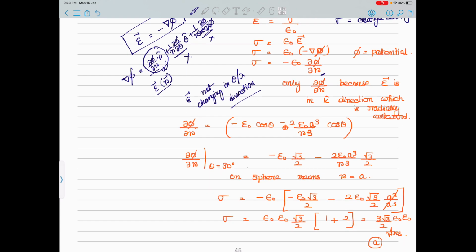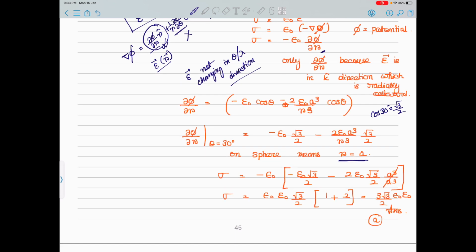Now at theta equal to 30 degrees, cos 30 is root 3 by 2. That is what I have written here, because at a fixed 30 degrees we have to find the electric field. And on the sphere means R is equal to A, just put it down and A cube cancels out, and there is a minus sign already outside. We multiply it, and it comes out to be epsilon naught E naught root 3 by 2 times (1 plus 2), which comes out to be 3 root 3 by 2 epsilon naught E naught. This should be the answer.